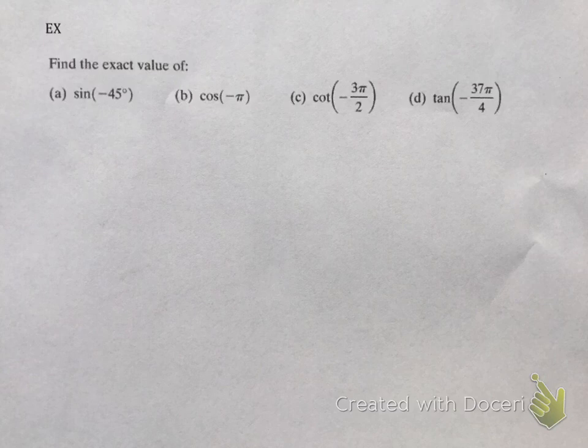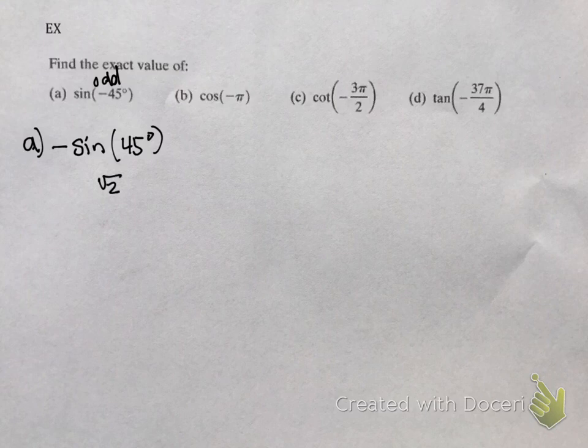Find the exact value of the following. For part A, once again, I can't have a negative inside of the parentheses, so I take it out because sine is an odd function. Sine of 45 degrees is radical 2 over 2, and then I bring down the negative sign. So my answer is negative radical 2 over 2.